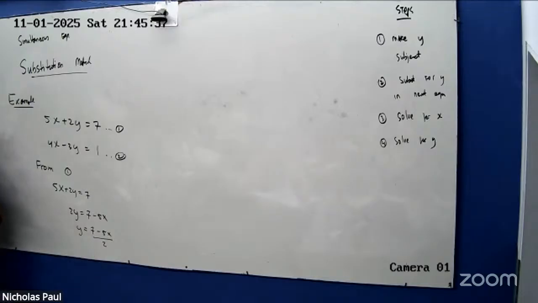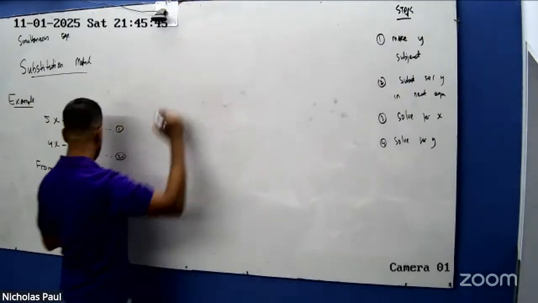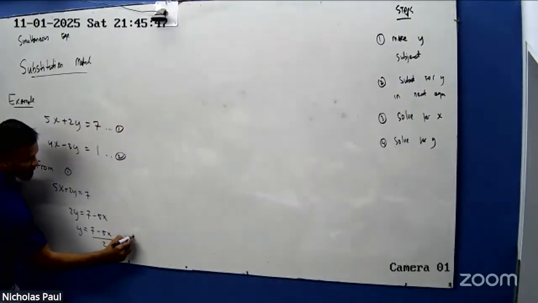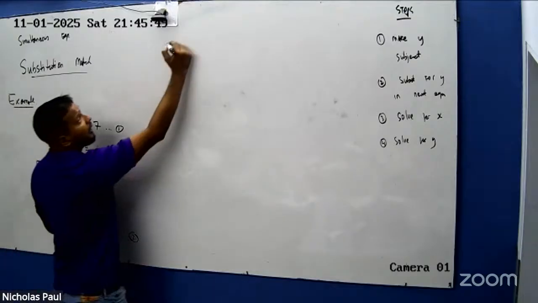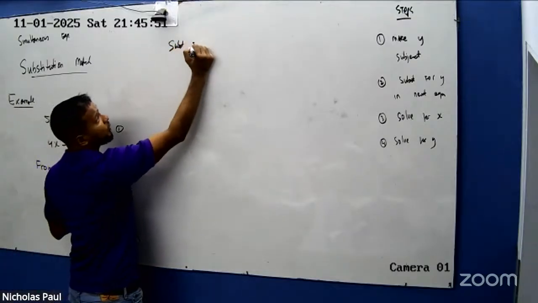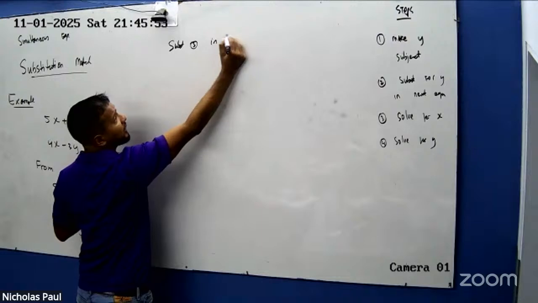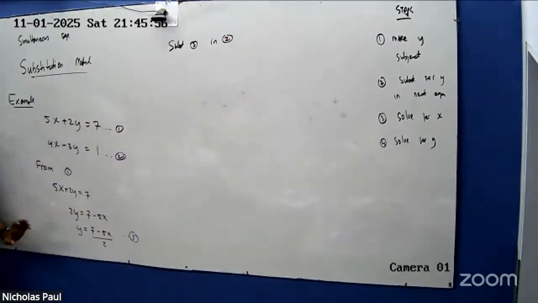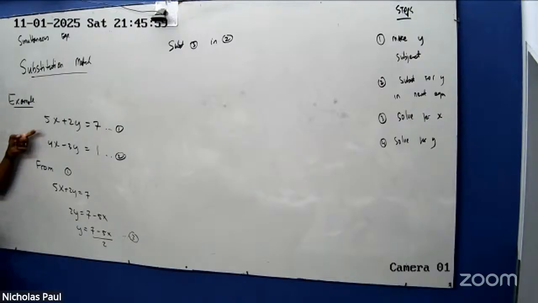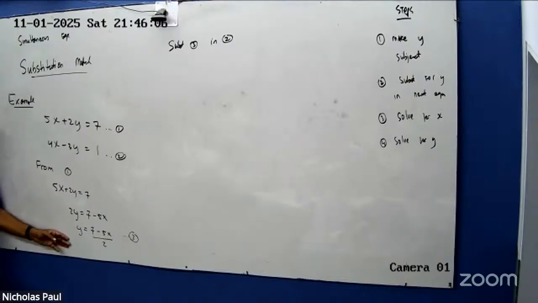Step 2 is substitute for y here. So I'm going to call this equation 3. And I am going to substitute equation 3 in equation 2. Anybody get lost yet? Right, Kyle? So I took equation 1 and I made y the subject of the formula. Are you okay with this? Anybody lost?